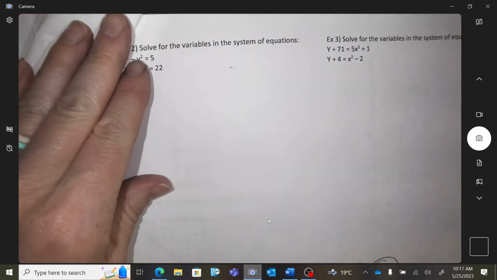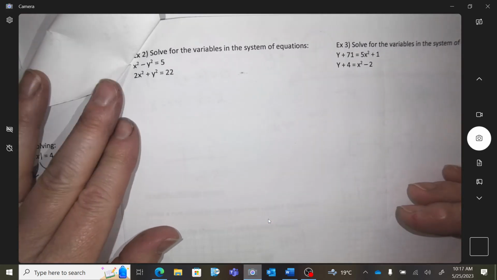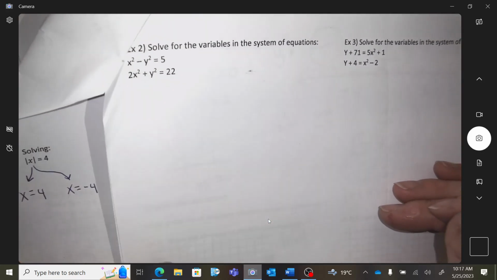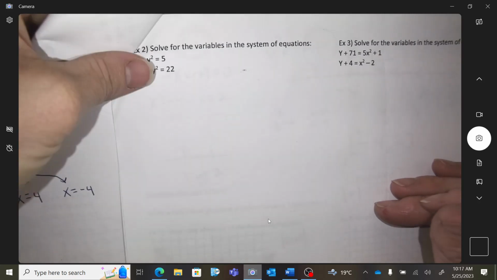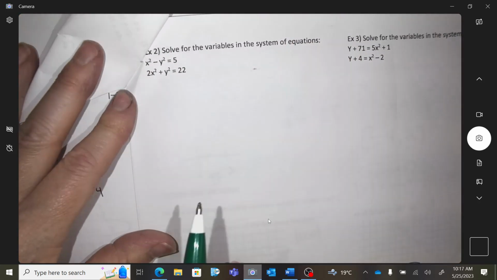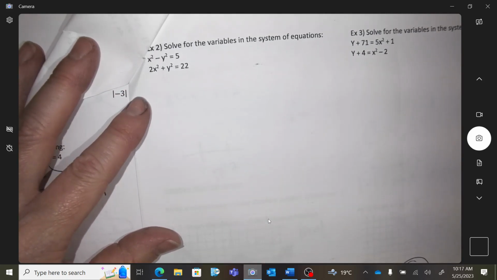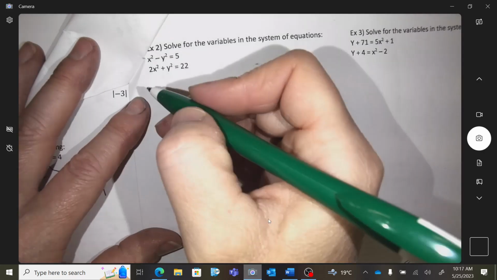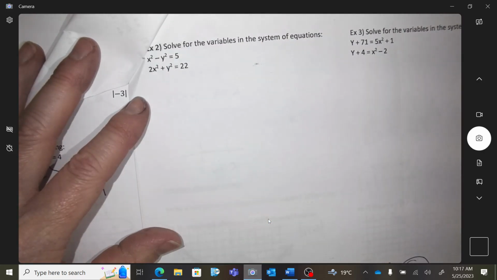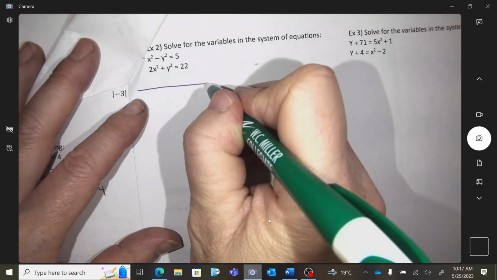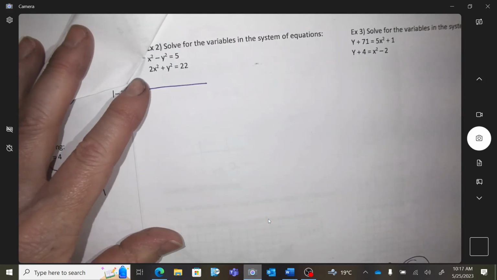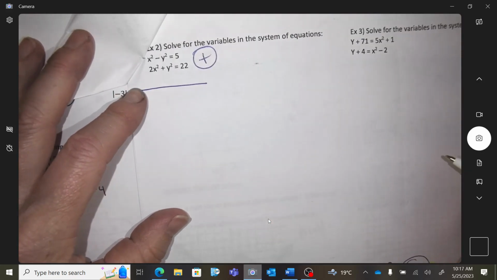Okay, number 2. There's 3 methods. And for this one specifically, one of the methods is the best pick. So what do you want to pick? Should we substitute something, eliminate something, or do you want to graph? Which one looks like the easiest method here? Elimination. Is there anything ready to be stacked on top of each other and disappear? The y squareds. They're ready to go. All I would have to do is add.